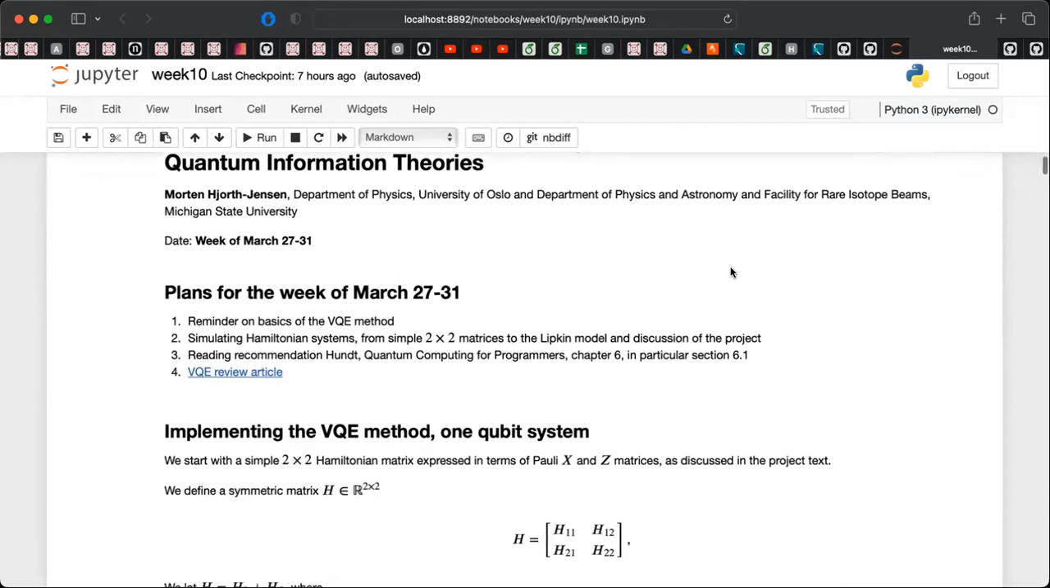So the basic things which we're going to go through are some of the elements in the project, where we start with this 2x2 matrix, which we can model as a one-qubit system. And then we are going to see examples on how we can model a two-qubit system and how we can actually build up our own codes for this.